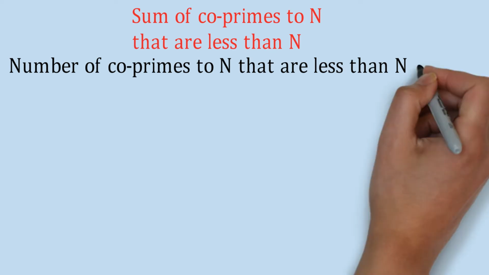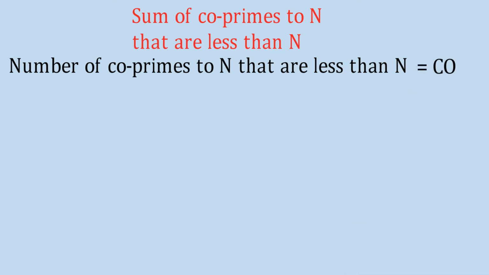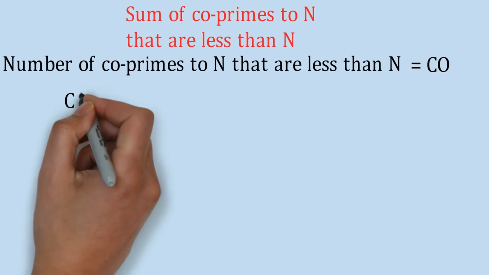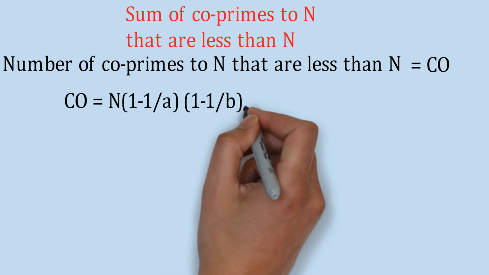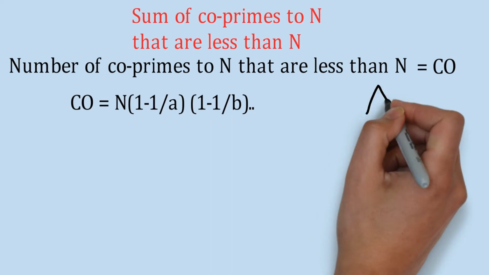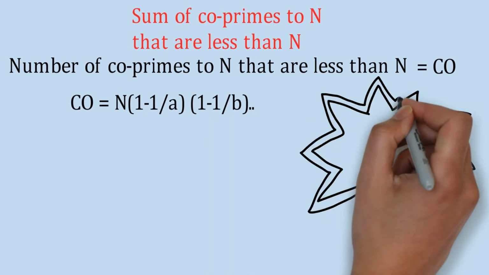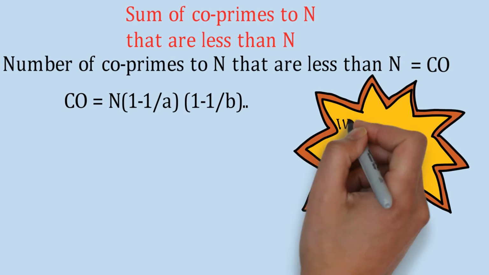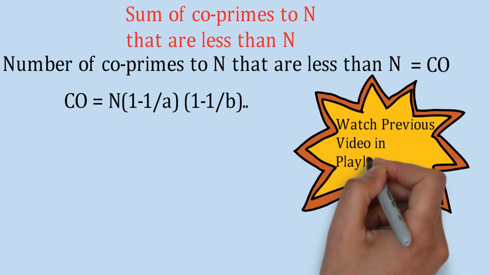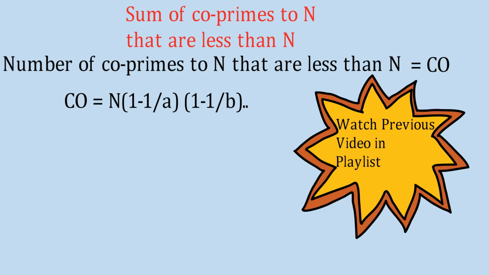The number of coprimes to n that are less than n is given by a formula, which is as under. Let us denote it as CO. CO denotes the number of coprimes to n that are less than n. So CO equals n into (1 minus 1 upon a) into (1 minus 1 upon b), and so on. In order to get a better explanation of this formula and the concept of coprimes, I repeat that you watch the previous video in the playlist.